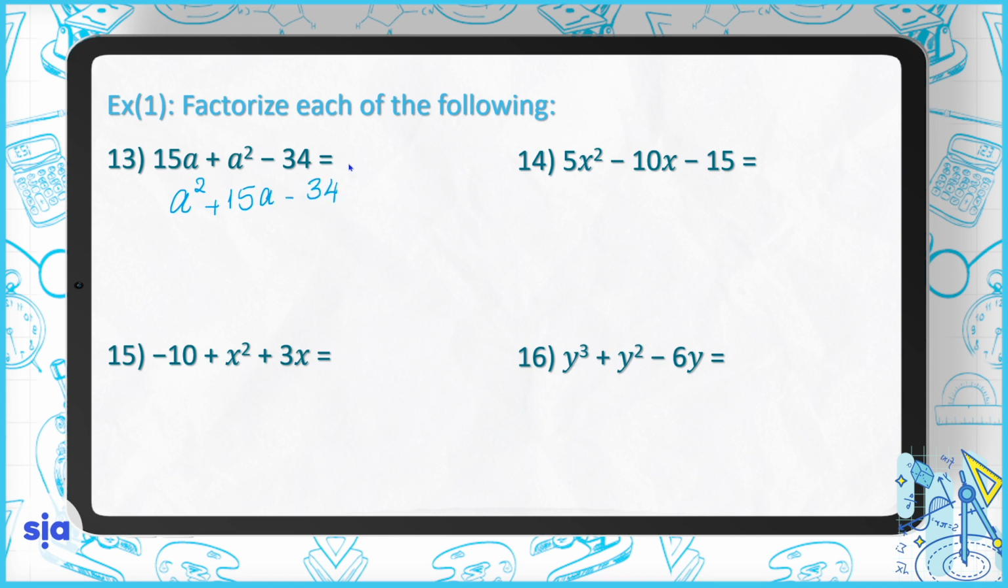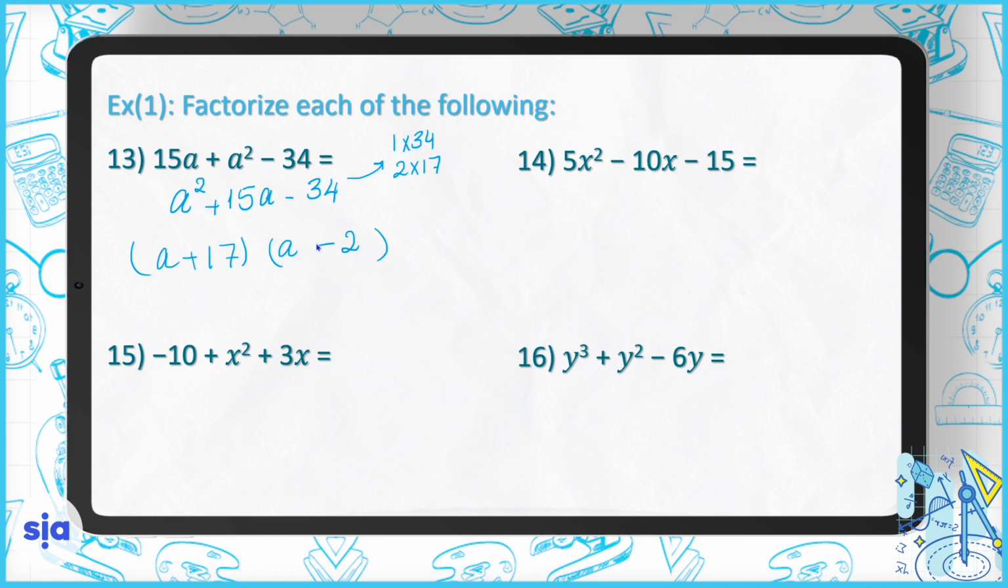So I want two numbers that multiplied together is 34, like the 1 times 34 and the 2 times 17. And as long as the last sign is negative, the difference must be 15. So it's a and a, it's plus and minus. Two numbers, their difference is 15. They are the 17 and the 2.